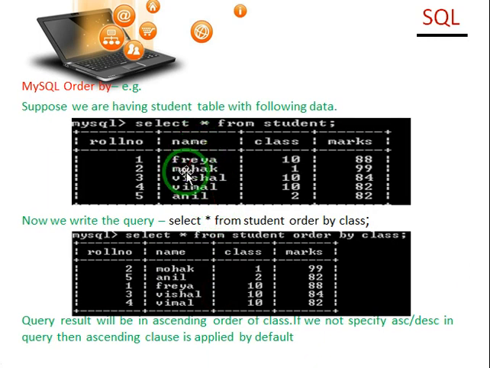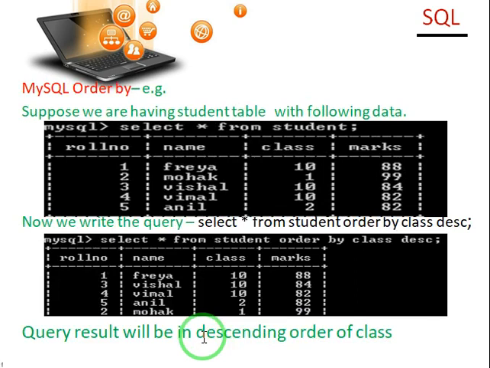Let's say we want to select everything from the table student, but we want to order them by the class. By default it arranges it in ascending order. If we do not specify ascending or descending, then the ascending clause is applied by default. Now, if we specify descending by using either DESC or descending, the query result will be in the descending order of class.